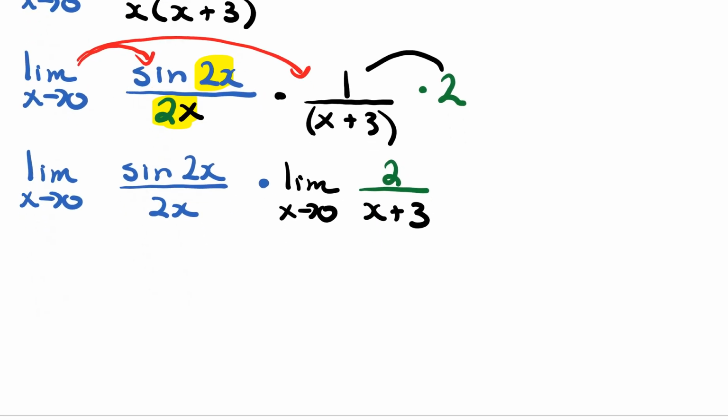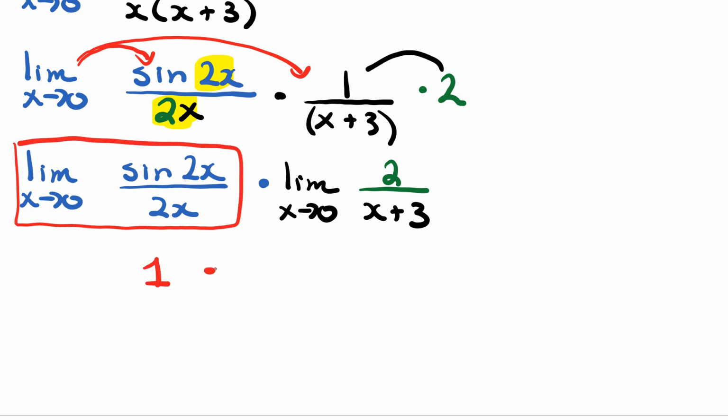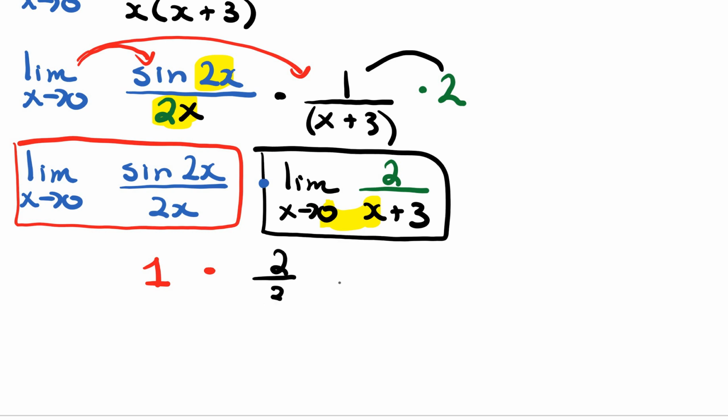Okay. We definitely know that this limit right here is equal to 1. So 1 times... and then for the next one here, we can just do a direct substitution. So 0 plus 3 is going to be 3. So this limit right here is going to be 2 divided by 3. So 1 times 2/3 is going to be 2/3.